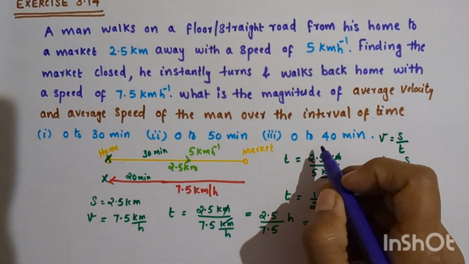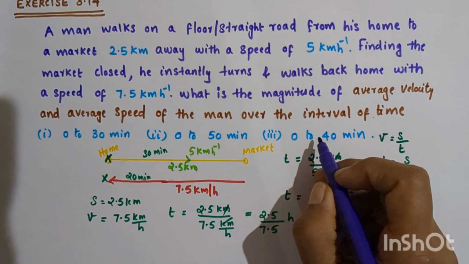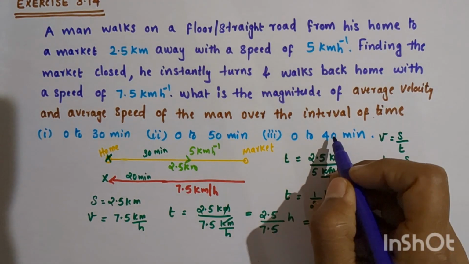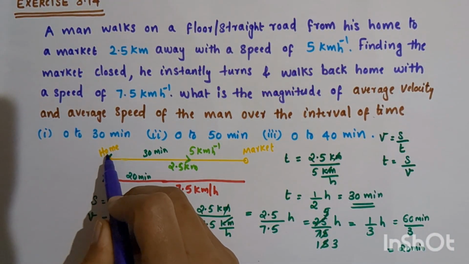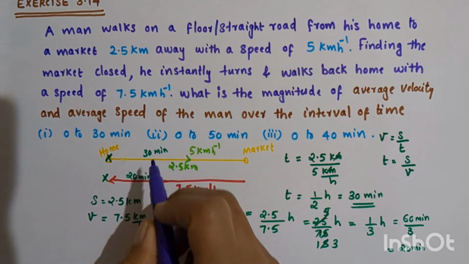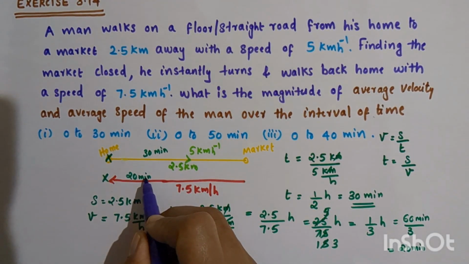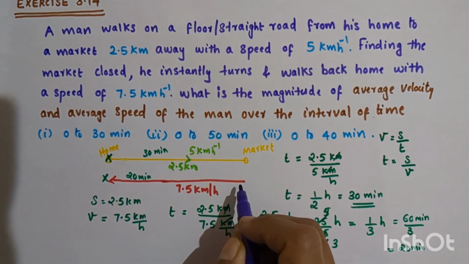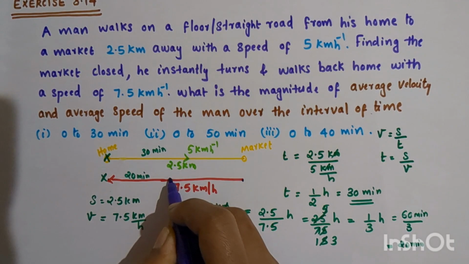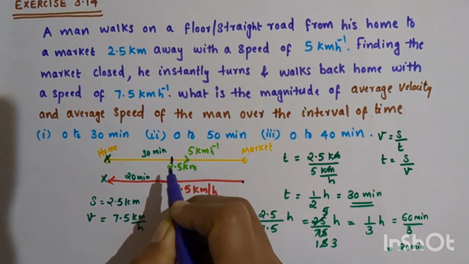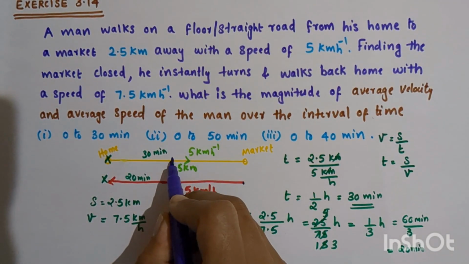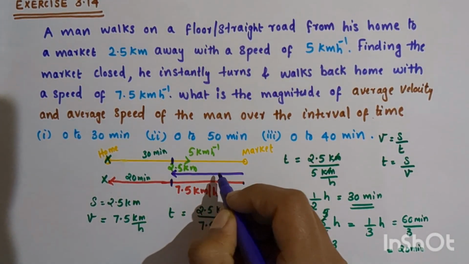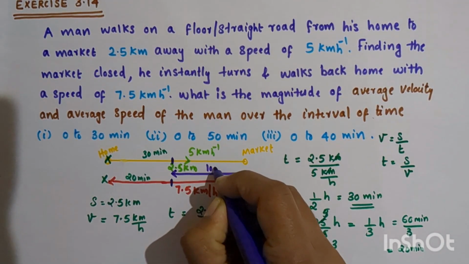Now we want to find out the magnitude of average velocity as well as the average speed of the man over the interval of time 0 to 40 minutes. From home to market the time taken is 30 minutes. From market back to home, 20 minutes. So 40 minutes would be somewhere here, no? Home to market 30 minutes, then from here to here 20 minutes. So somewhere here, that is at the midpoint of home and market. From the market to this midpoint, the time taken would be 10 minutes.